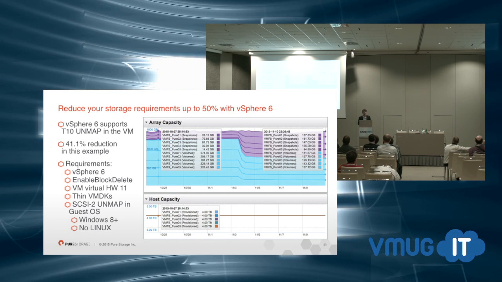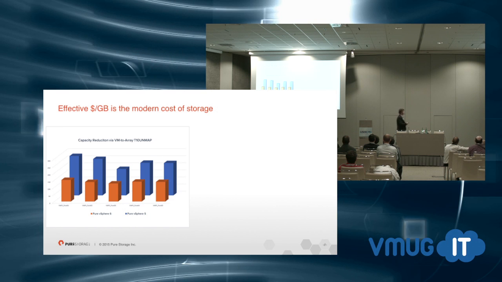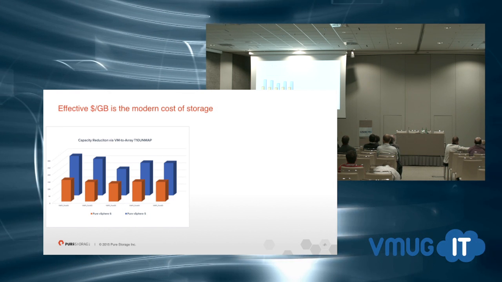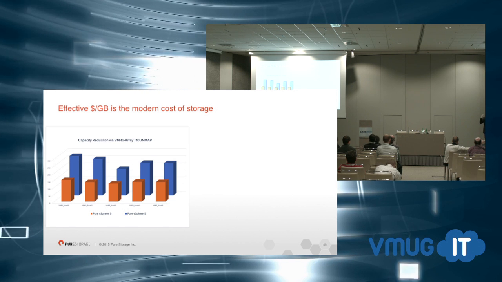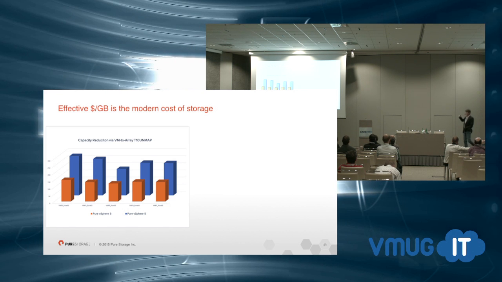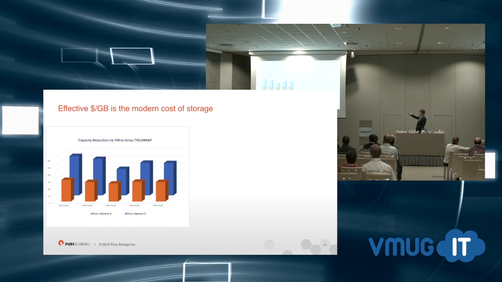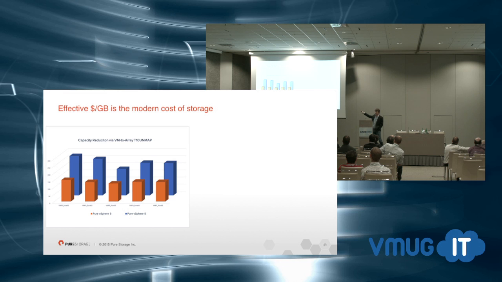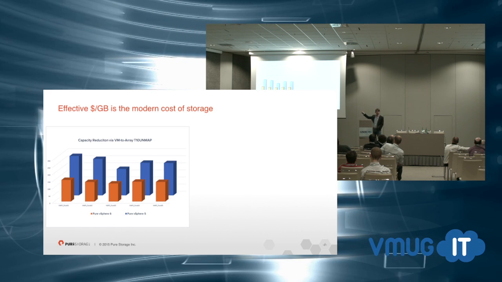What did I have in there? Oh, so here's a good capacity chart. I built a chart here. The orange bar is showing Pure with vSphere 6. The blue bar is Pure with vSphere 5. This is the same data, I looked at it a different way. This customer is on average running around 5.5 to 1 data reduction across these 5 data stores. You can see the bar drop on all of these, being the capacity.